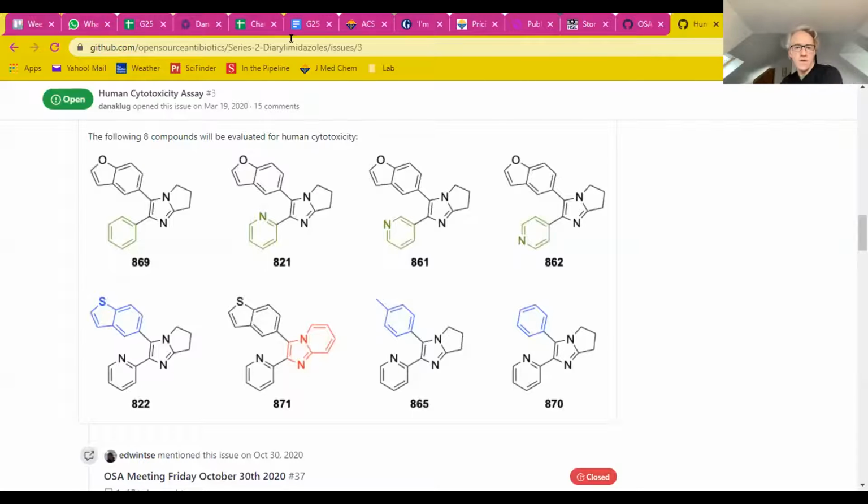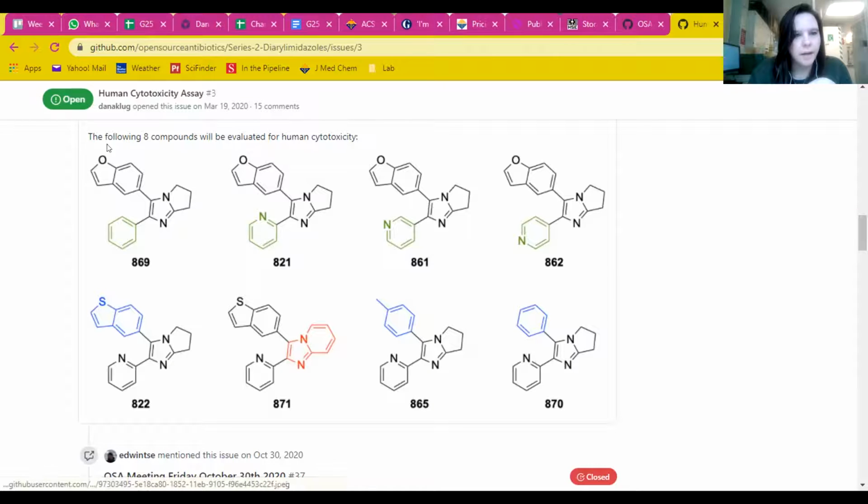Right. Okay. So yeah, X61, X62 are those 2 crucial compounds that were synthesized to try and interrogate whether 821 is effective because of its 2-pyridyl. And it certainly looks like that's the case, right? So the 821 is definitely toxic in a way that 861 and 862 are not.